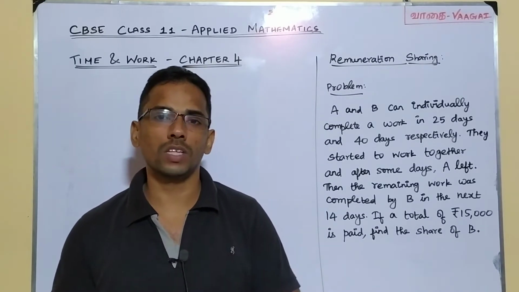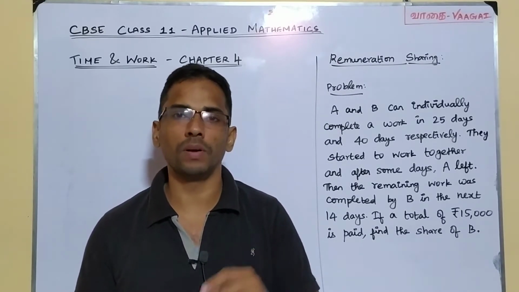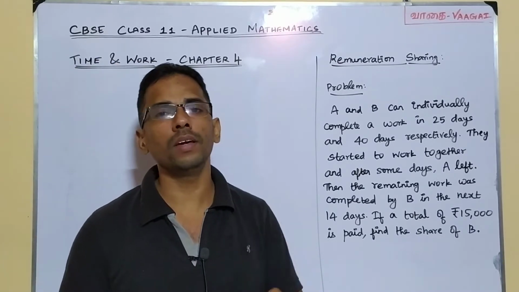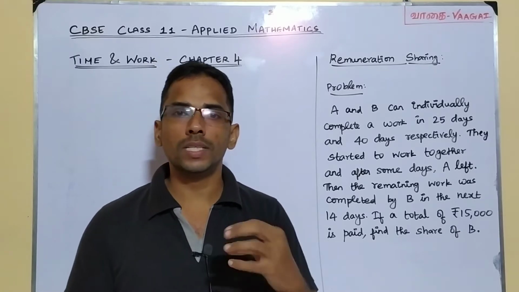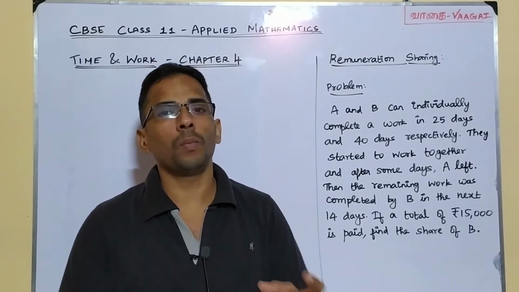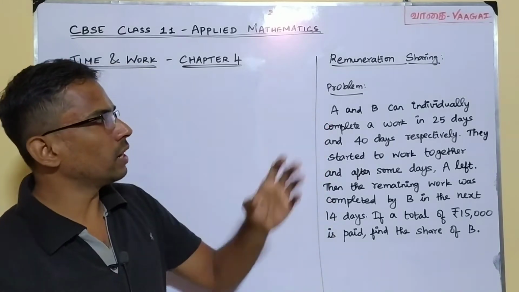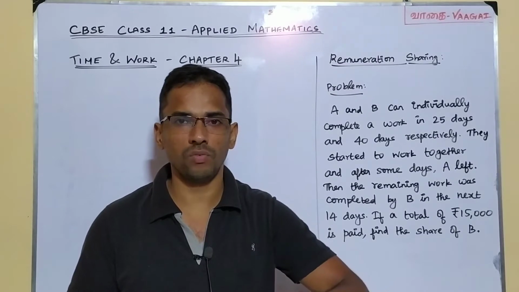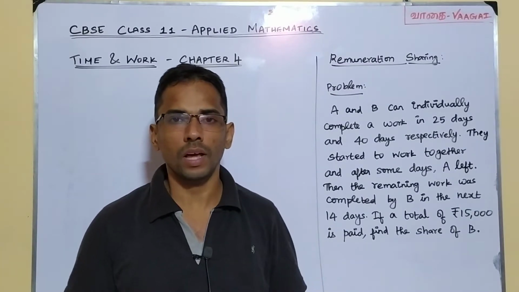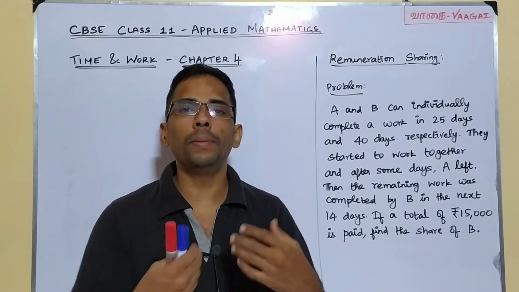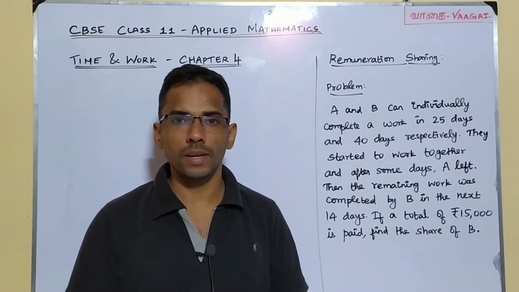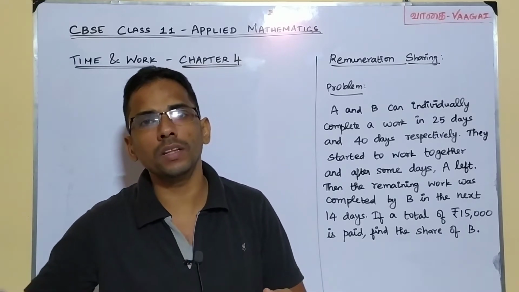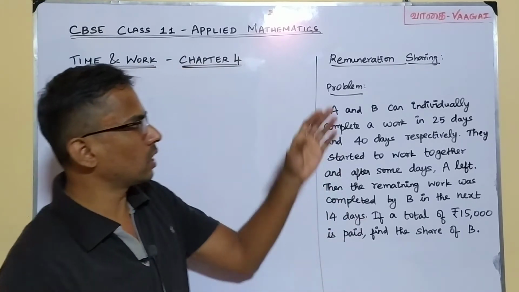We have successfully completed the first 3 chapters of time and work, and now we are into chapter 4 of time and work. In this session we are about to see what happens if we get a problem based on remuneration sharing. That is, if 2 or more people are assigned a task, they work on it together and complete it, and then a total amount is paid to them, in what way will they share that amount? This is what we call remuneration sharing.